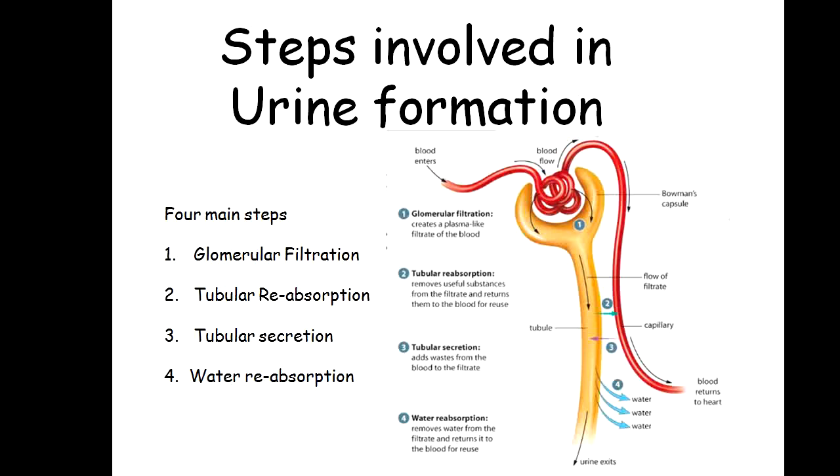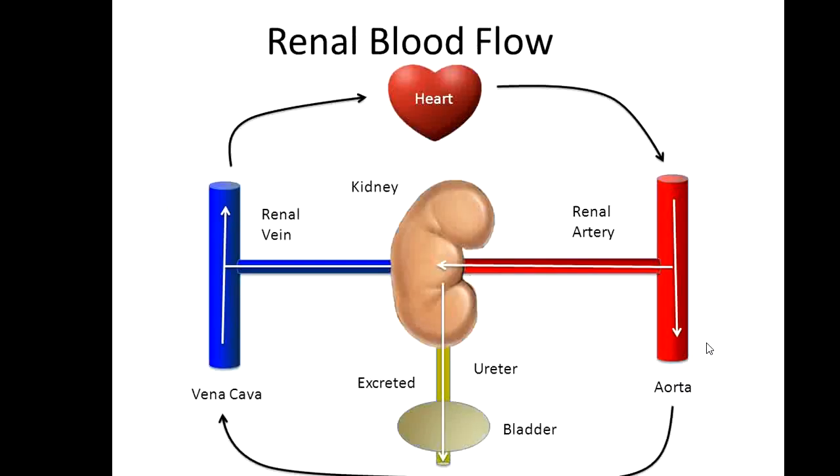Number one, glomerular filtration. Number two, tubular reabsorption. Number three, tubular secretion. And number four, water reabsorption. These are the four basic steps which are involved in the formation of urine. We will learn one by one in detail in the next slides.